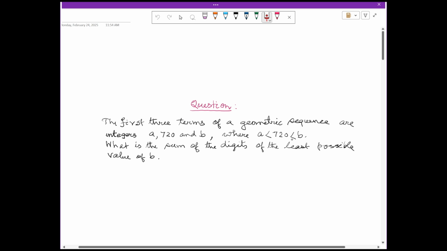The first three terms of a geometric sequence are integers a, 720 and b, where a is less than 720 and 720 is less than b. What is the sum of the digits of the least possible value of b?